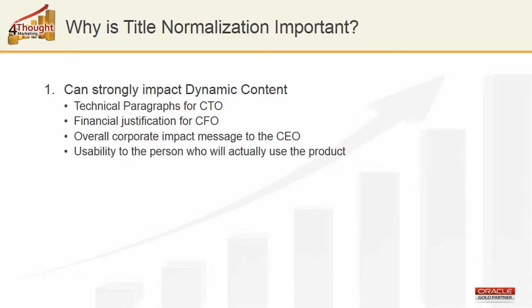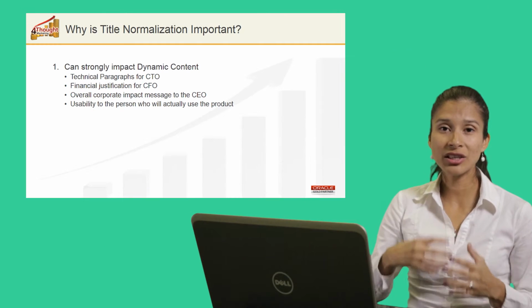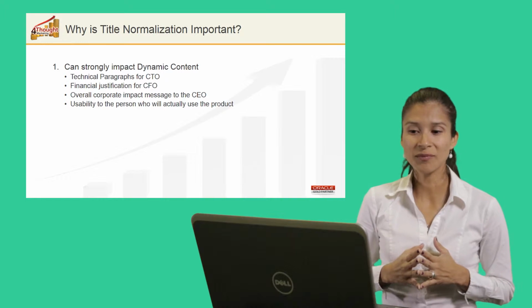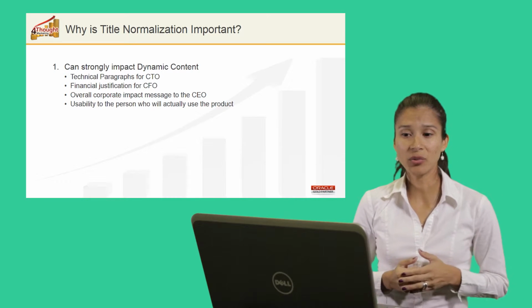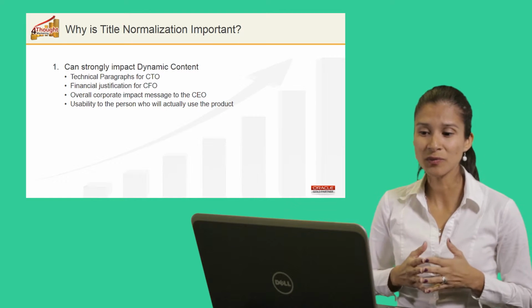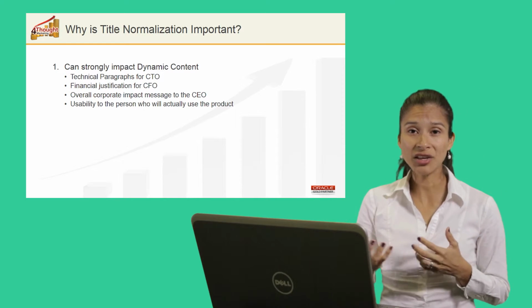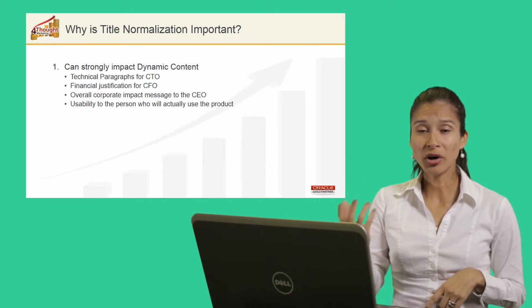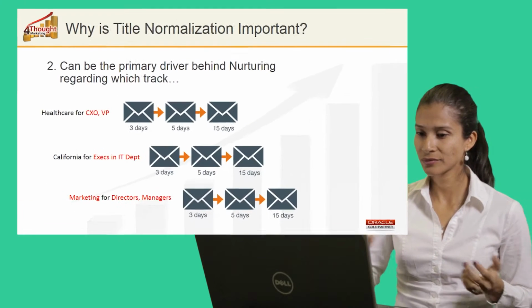So think about when you're creating an email in Eloqua. You have a single email, and that email has a paragraph that dynamically changes based on your target audience. So in the example that we have here, we have a technical paragraph oriented for the CTOs. We have a financial justification paragraph that may be targeted for CFOs.